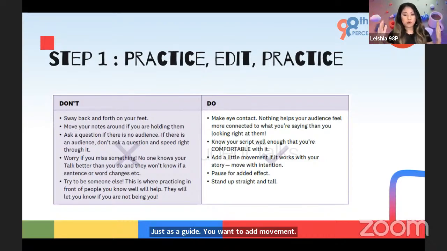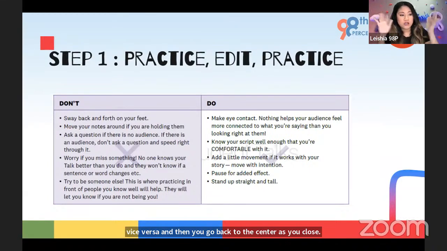You want to add movement. Maybe while you're being recorded, of course, number one, you will be standing, okay, not sitting. You can walk around. Maybe you can go to point A, maybe the front right or left or vice versa, and then you go back to the center as you close. So you want to make sure you add movement. You add also hand movements, hand gestures, body gestures. You want to pause for added effects, okay? Don't be shy to add those pauses.